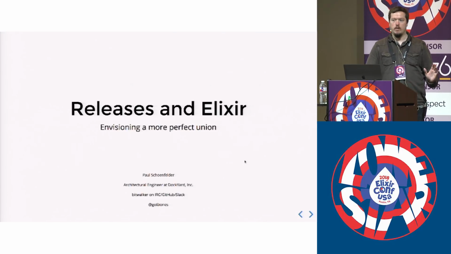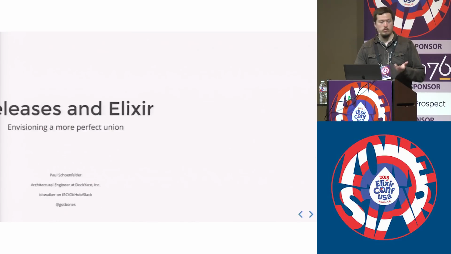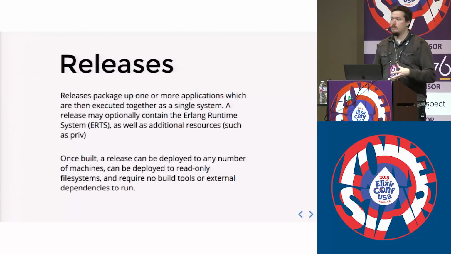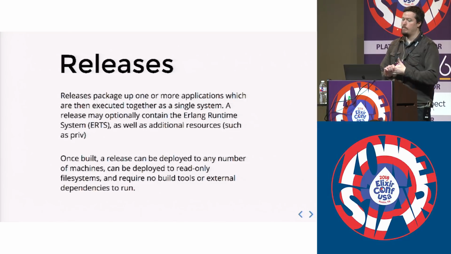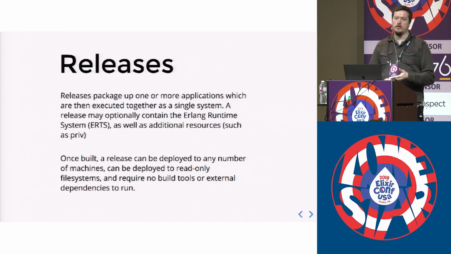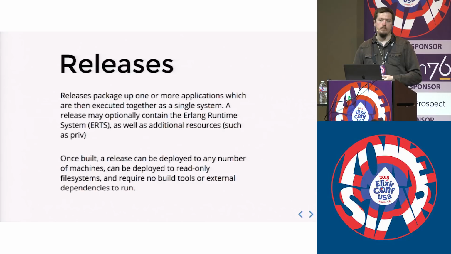What I've been working on for the past several years is a couple of tools. First one called EXRM, and then another one called Distillery. That both do the same thing. They build a release, which is a collection of applications which are run as a single unit. It packages up all the dependencies for your application, the resources it uses, like anything under the priv directory, for example. Bundles that all together into a tarball, and then you can drop that on any server, whether it has Erlang or not, and run your application.